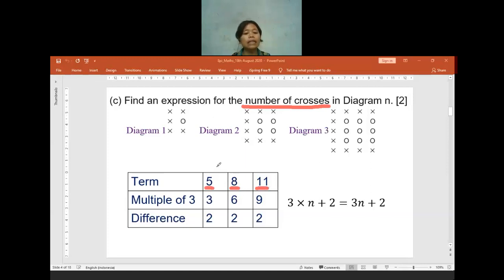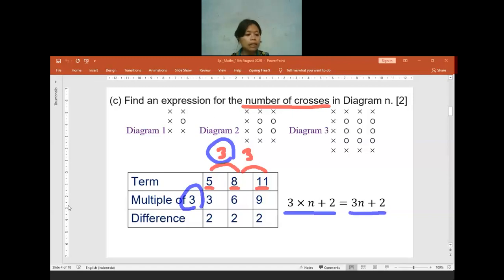And then when I check the difference from 5 into 8, the difference is 3. From 8 into 11, the difference is 3. Because the difference is 3, we need to find the multiple of 3. Multiples of 3 will be 3, 6, 9. And then after that we find the difference will be all of them are 2. So later you can write it as 3 times n plus 2. This is okay, or you can write it as 3n plus 2.